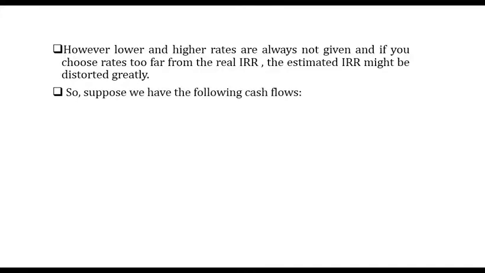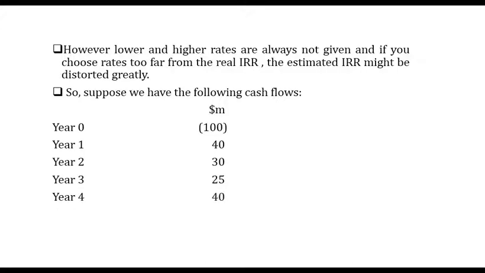So, suppose we have the following cash flows. The cash flows are in $1 million. Year 0, most probably the outlay of the project, 100. Year 1, 40. Year 2, 30. Year 3, 25. And year 4, 40. We need to identify the IRR in advance so that it becomes easier for us to identify the lower and higher rates to use.